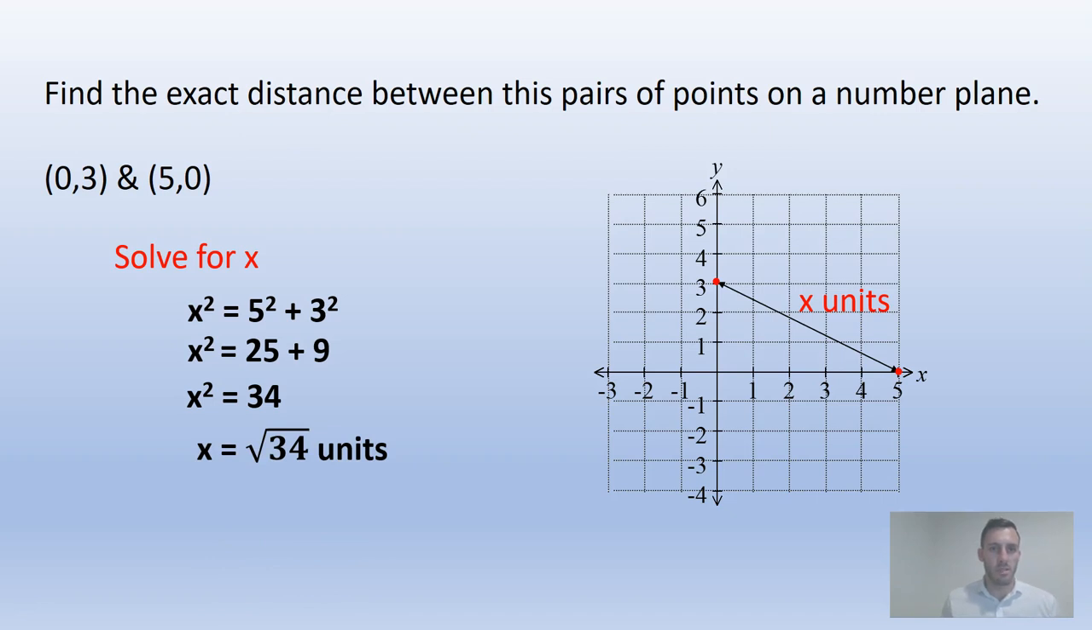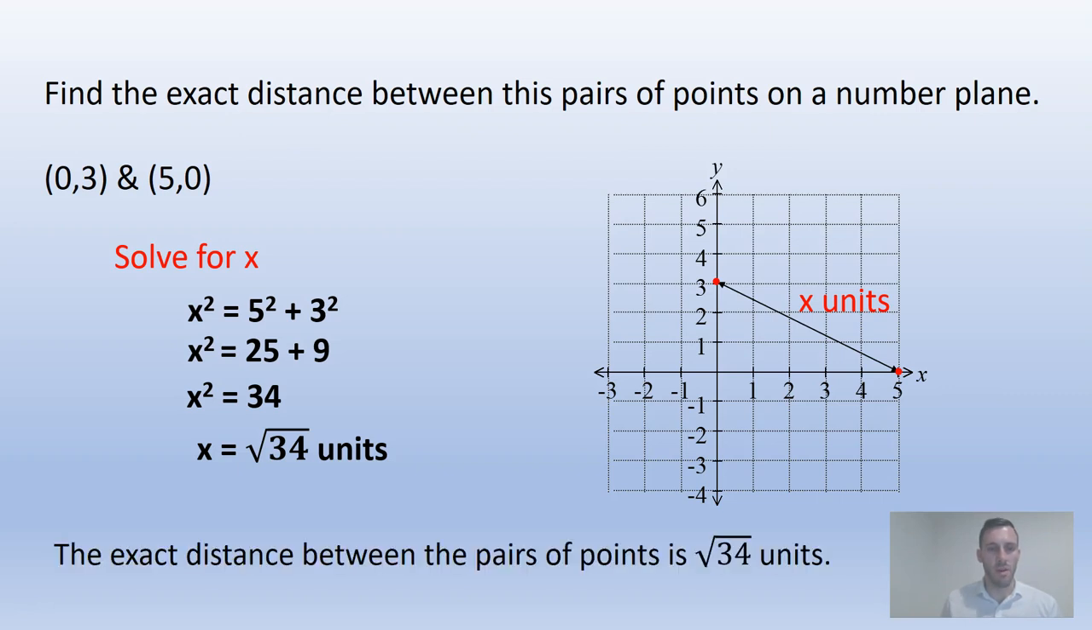In this example, we're trying to find the exact distance, and therefore we'll leave it in surd form, and we write our answer. The exact distance between the pair of points is the square root of 34 units.